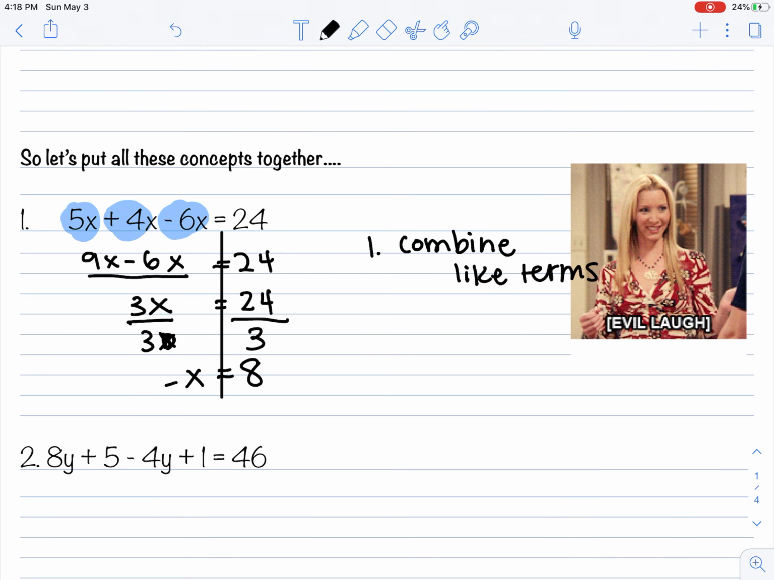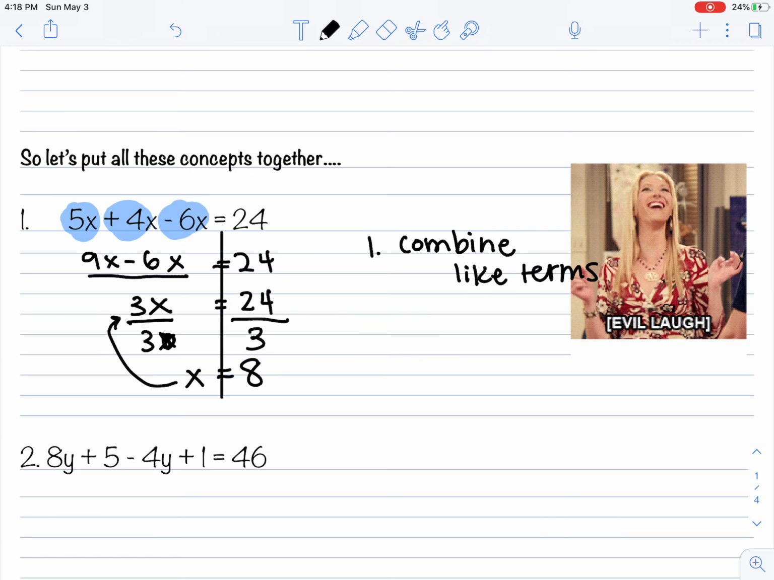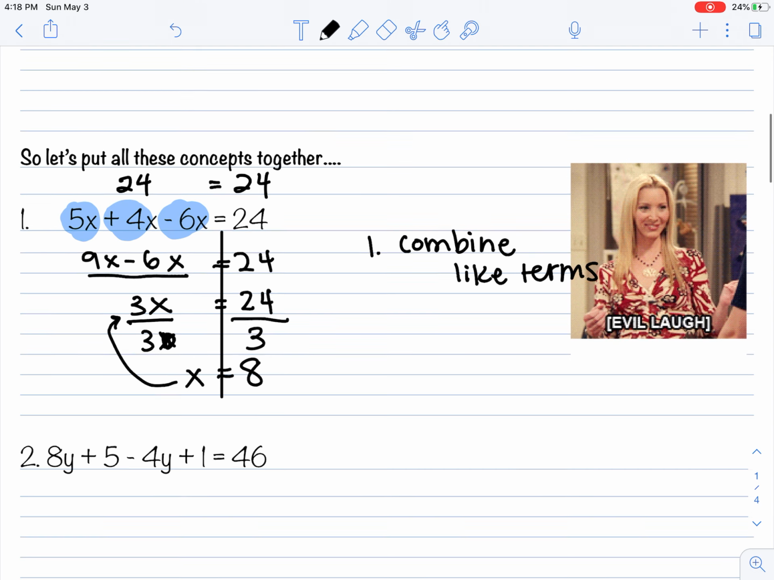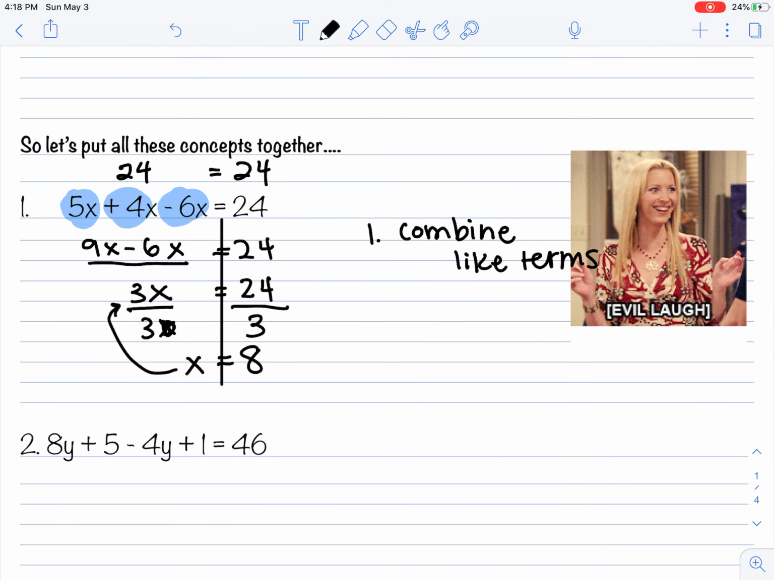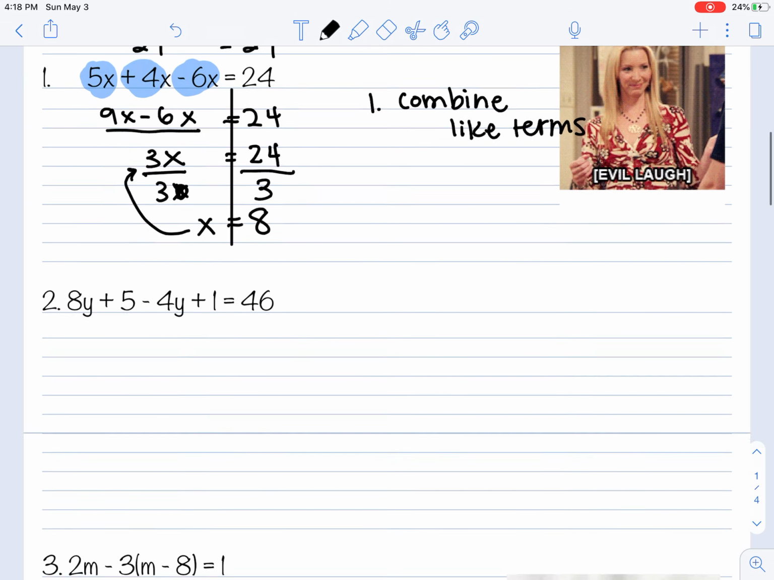Okay, I can check this by plugging x back into this equation or back into the original equation. And this side should equal 24, just like this side. Okay, this can be done, and we can be ending up with two-step equations too. So notice our first step is going to be to combine the like terms.